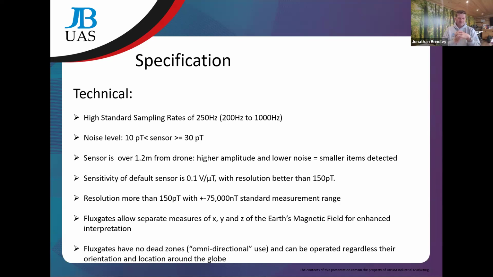Those who know about Fluxgates will know that it measures in the X, Y, and Z. So you're able to split all that out, essentially, the X, the Y, and the Z. So it's to enhance interpretation. Jan can talk a lot more about that on the technical side. We've got a Q&A at the end. Please ask questions as we go along. We'll answer as many as we can. And then Fluxgates, which some people will be aware on the call, they're omnidirectional. So you don't have these issues with the orientation and location as you move them around. They don't have that problem.